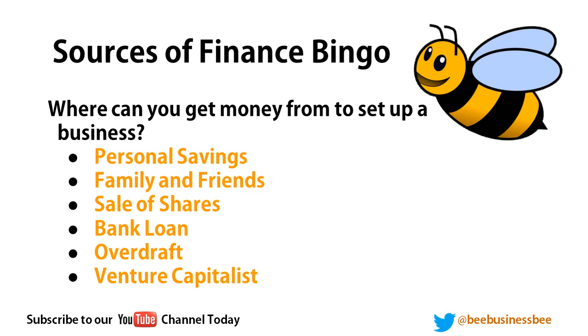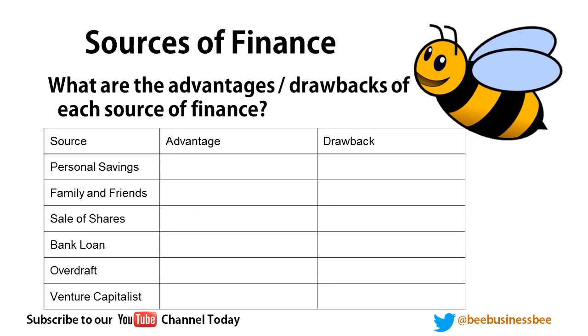Okay, what I'd like to do now, in your booklet you will notice you've got a table. I would like you to see if you can, for each of those sources of finance that I've listed there, so personal savings, family and friends, sale of shares, bank loan, overdraft and venture capitalist, give me an advantage and a drawback of each source of finance. You probably want to pause the video while you complete that.